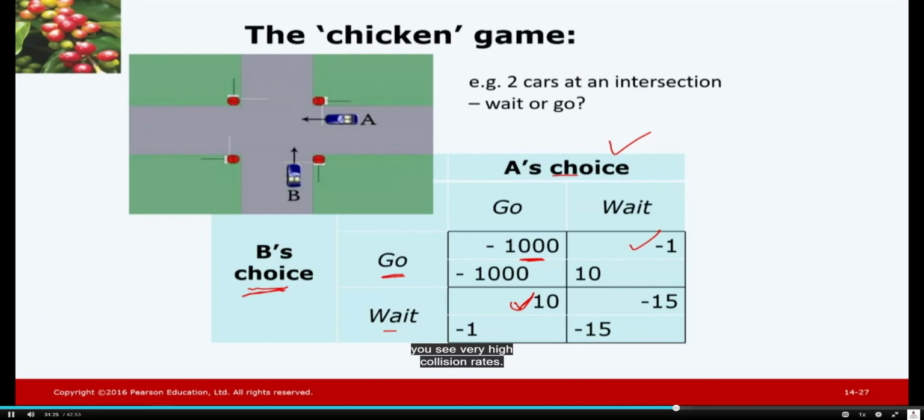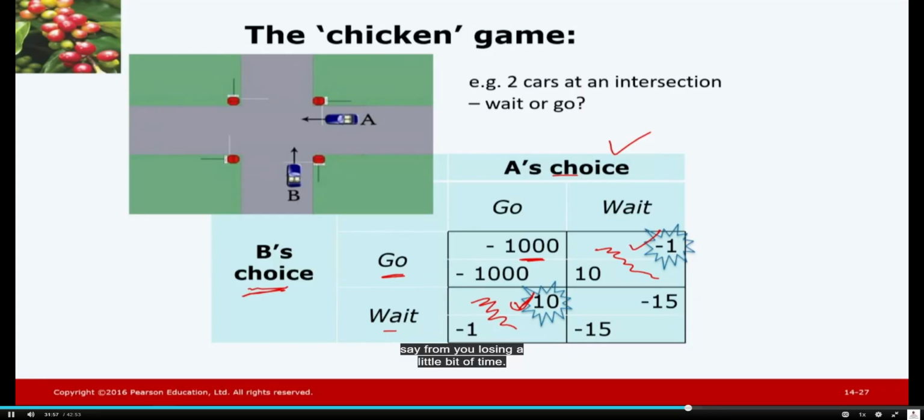Okay, they win by 10, they save time instead of losing, if they both wait. So we can do the same for the other firm, the other car, and we find that we once again don't get a clear quadrant representing a Nash equilibrium. We get two potential possibilities, and it depends on what happens and who moves first.